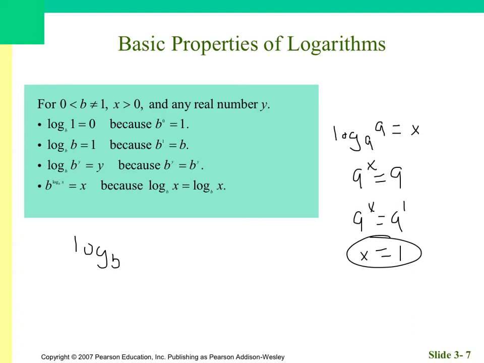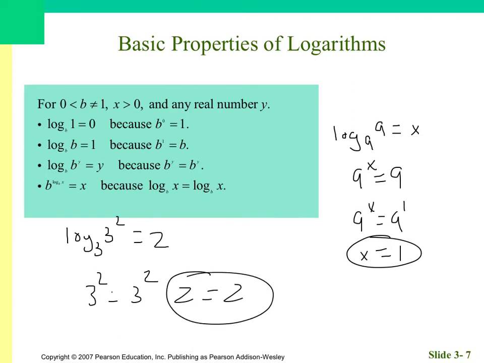So let's use numbers for the third one here. Log base 3 of 3 squared equals 2, because if I switch that, you get 3 to the second equals 3 to the second. So 2 equals 2. Okay? And the last one, b to the log base b of x equals x, because they're inverses of each other.